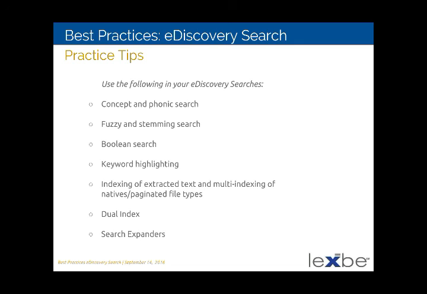This is the dual index approach, whether it's running simultaneously or you need to run two separate searches to get the results from the native files as well as the image files. And use your search expanders to open up the documents for misspellings, different derivatives of the word type. If you do these things, you will get the best results, and you will find that you don't have to keep going back and wondering if you did everything that you could do to get the best results.